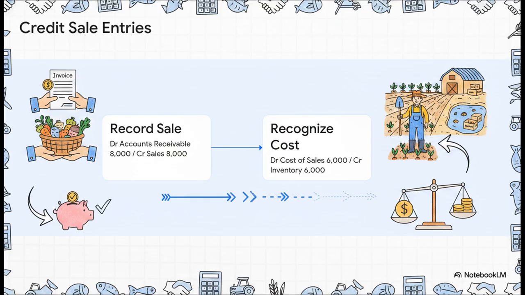So for step 1, instead of cash, we debit accounts receivable members for 8,000 pesos and credit sales for 8,000. We earned it, we record it. Step 2 stays perfectly consistent. Debit cost of sales for 6,000, credit inventory for 6,000. The financial books seamlessly mirror the physical reality on the farm.